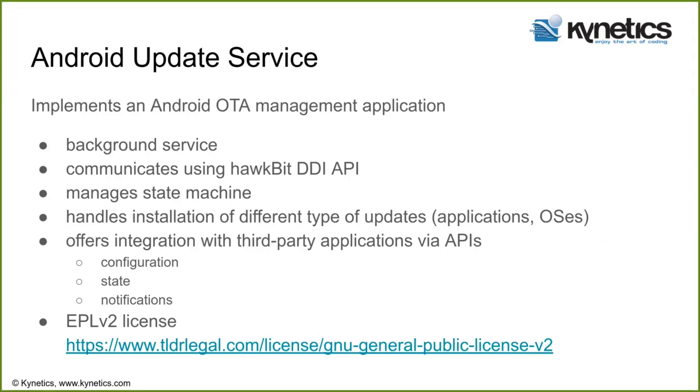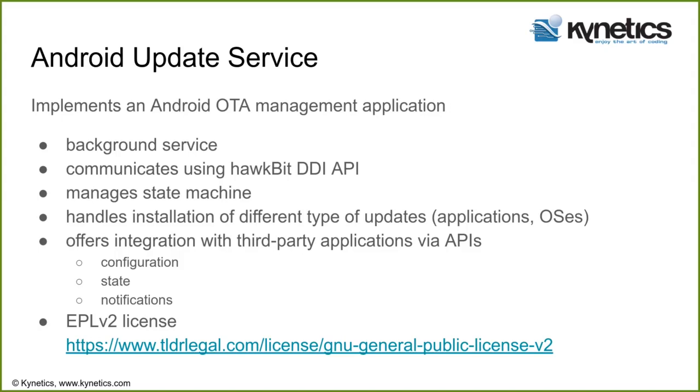So on top of this library, we built the Android update service, which manages the Android-specific stuff. It is a background service that communicates using the hawkBit DDI API. And of course, most of the work on that side is managed by the Hara DDI client library, which manages the state machine and, most importantly, handles the installation of different update types. It can install applications and can install OS updates.